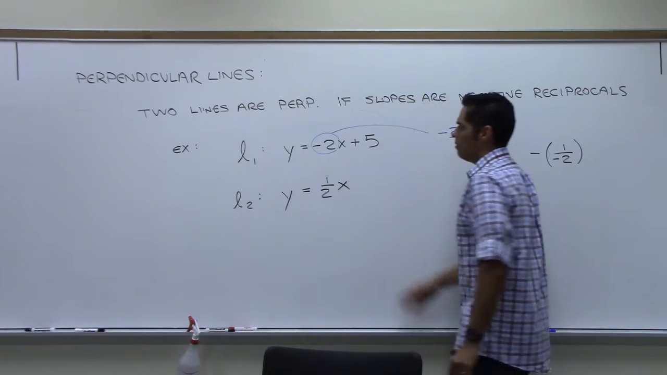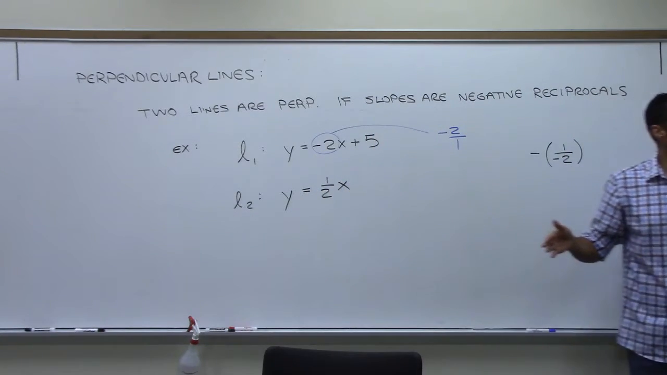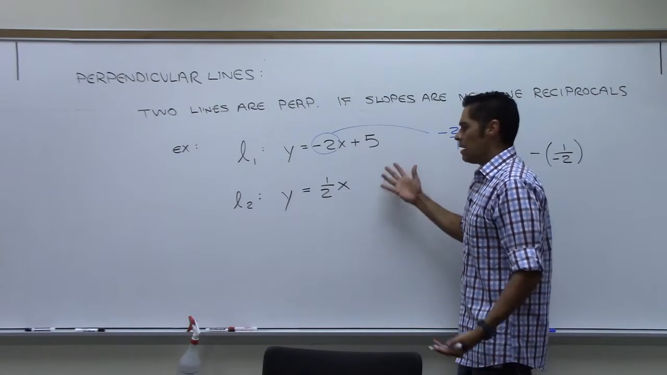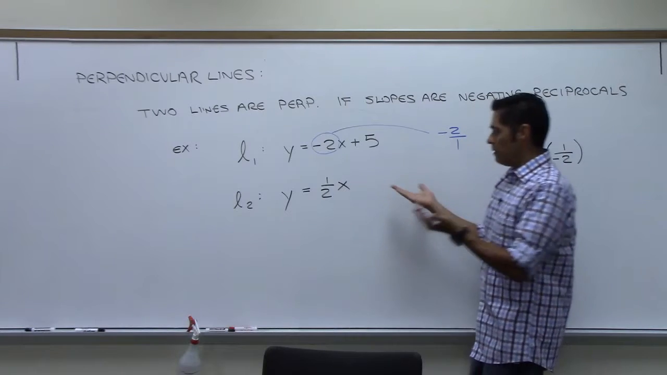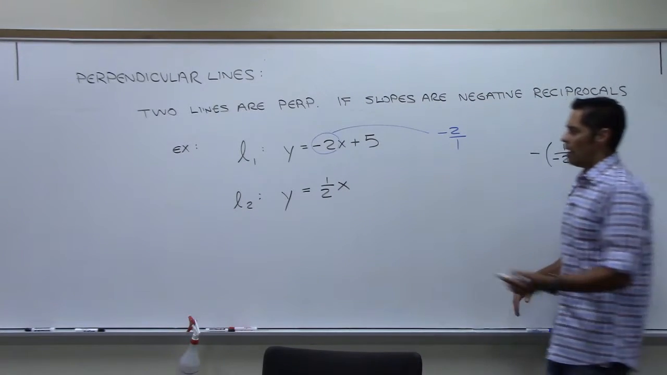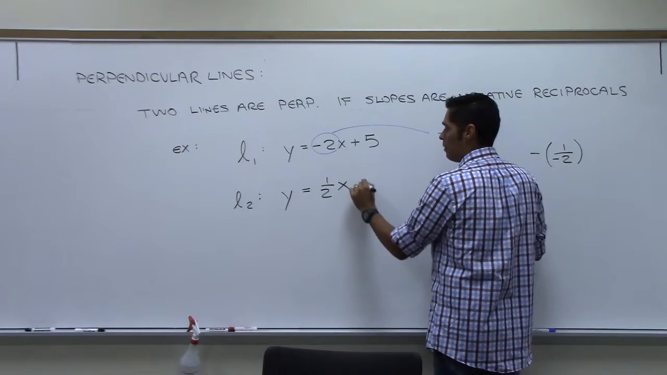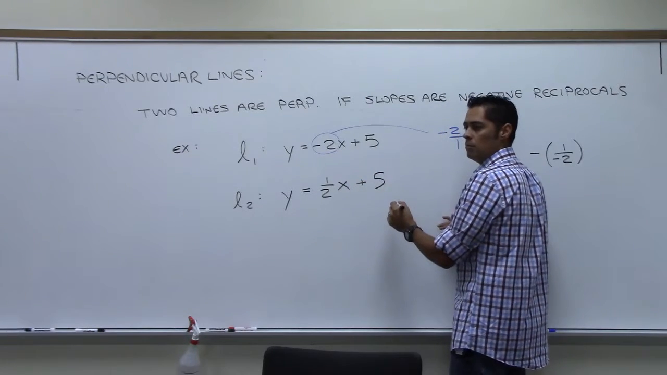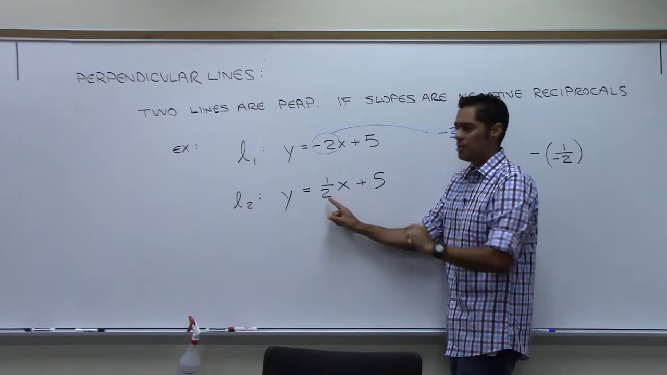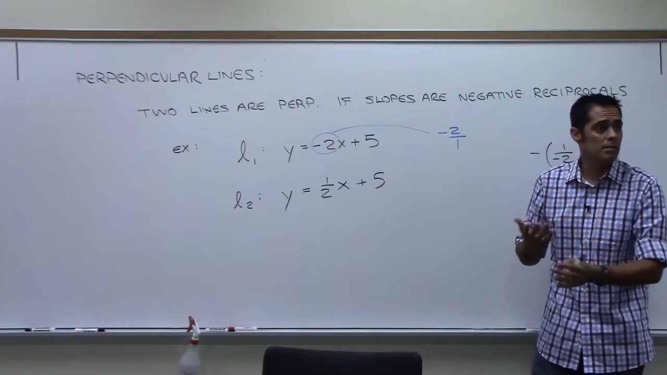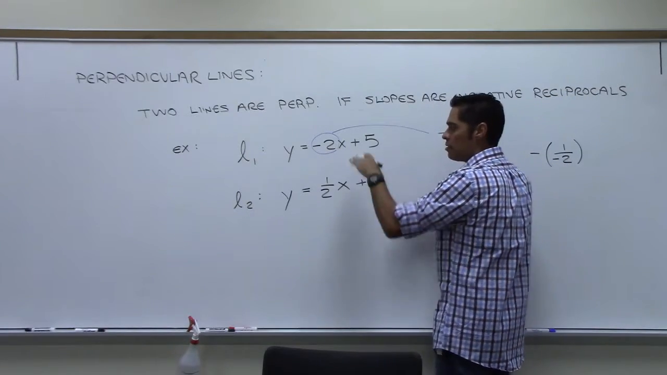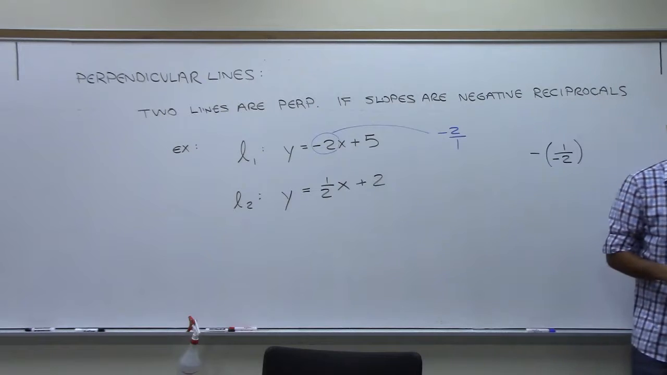So would these two be perpendicular? Yes. Now what about the y-intercept out here? It could be anything. I could just leave it like that, so the y-intercept would be 0. Or I could say +2, or could I put +5? Yeah, I could still do it. These slopes would still be negative reciprocals. They would just cross at the same place on the y-axis. But it doesn't matter what number is here. These are still going to be perpendicular lines.